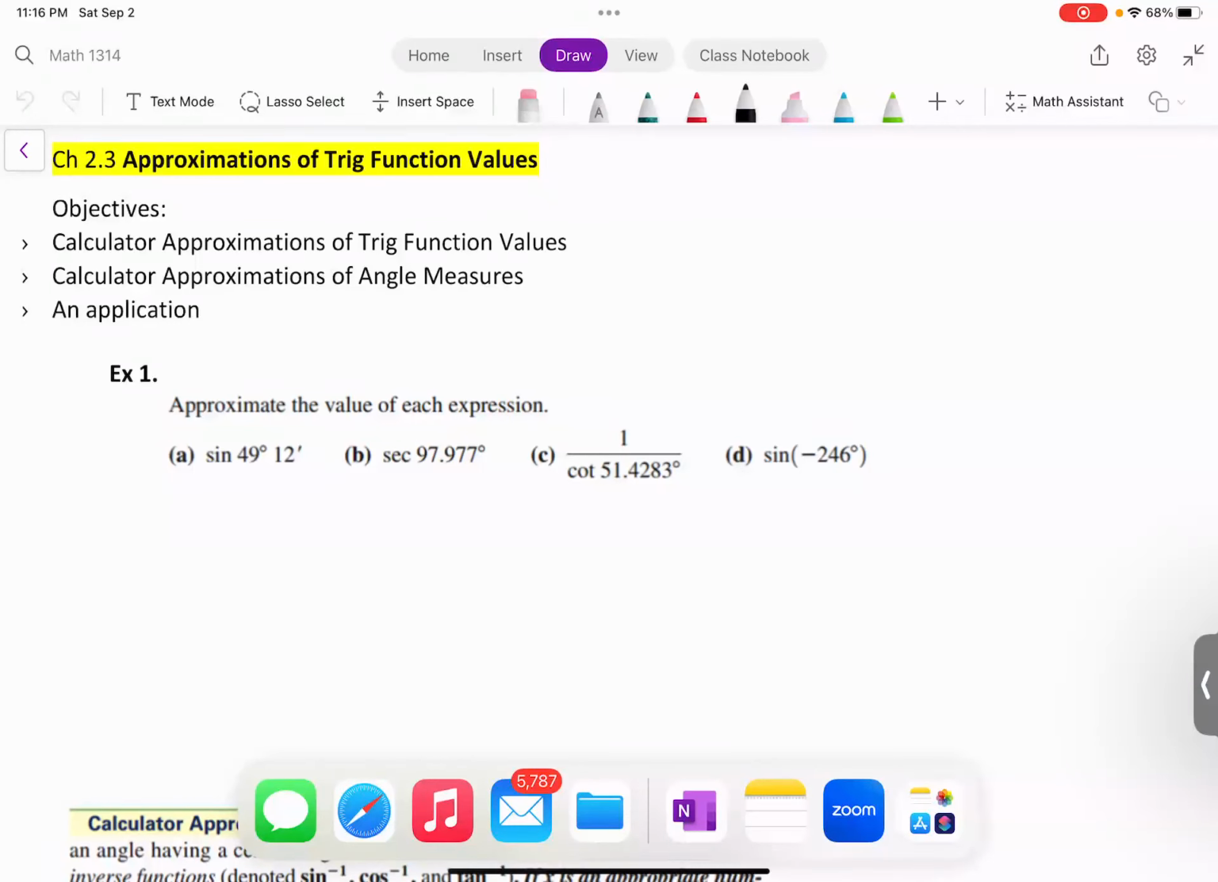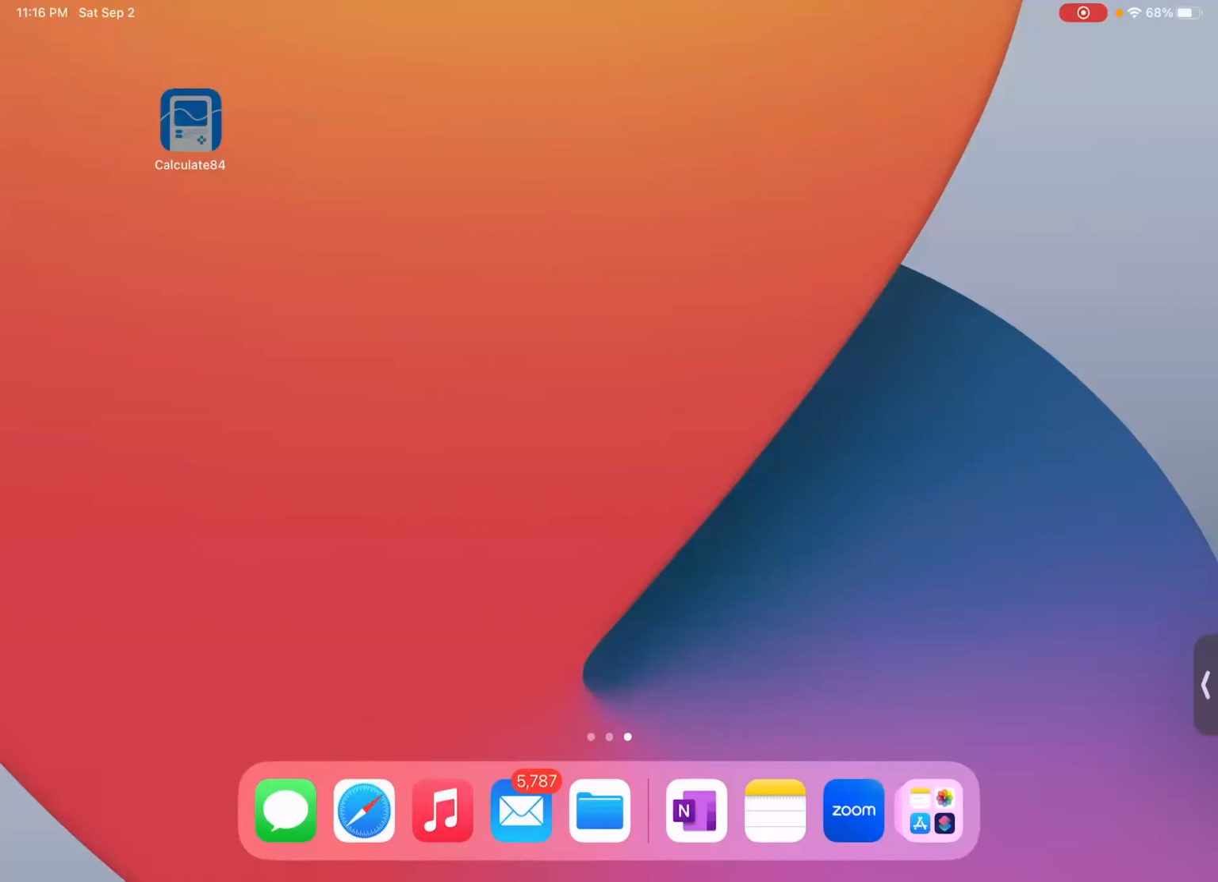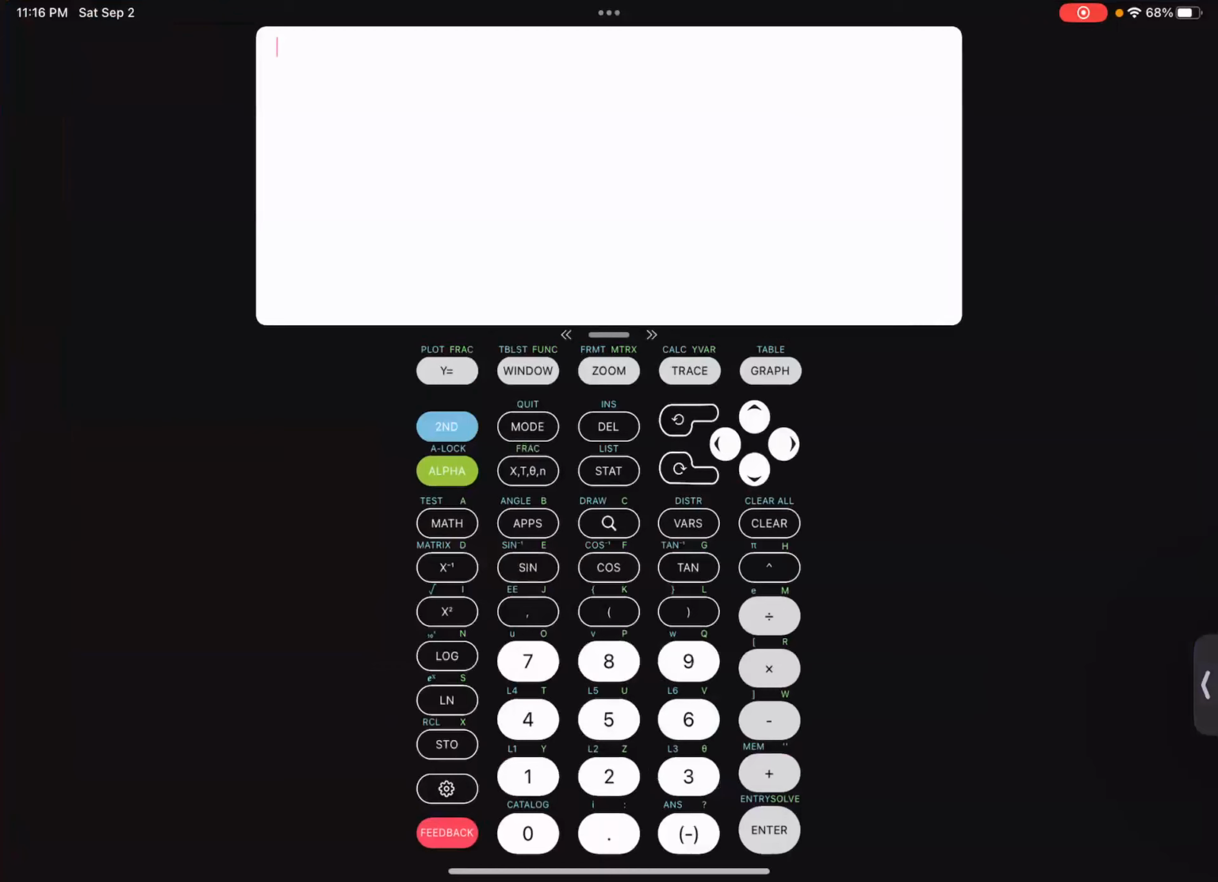If you have a TI-30XS or TI-84, it has the features you can use. I downloaded this calculator app, and it is free on my iPad. So what am I going to do? We need to find the sine of 49 degrees and 12 minutes.